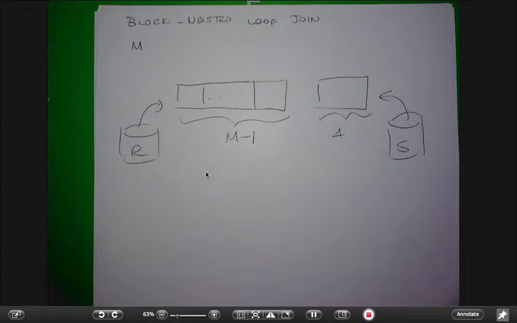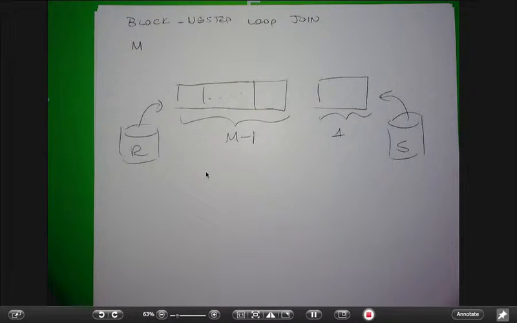The algorithm is exactly the same. Now read R, but read m-1 blocks of R in memory. So you have many more tuples of R. Then that means for every block of S you read, you will join with everything in there. And then you will continue doing the same until you are done with S.